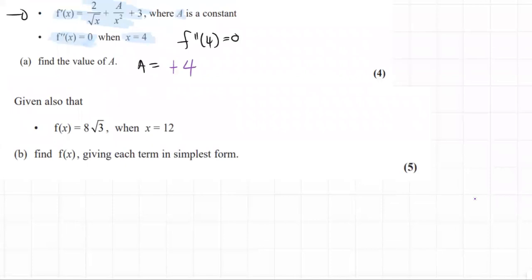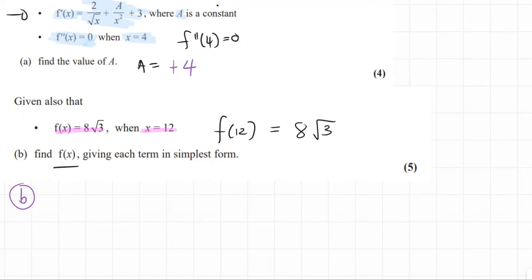All right, for number B, we're also given the following information. So we're given that f of x is this, and when x is this. By the same logic as we used previously, f of 12 is going to be equal to 8 root 3. So when x is 12, y is 8 root 3. And it's now asking you to find f of x. And remember, we had f dash of x, which was the first derivative. So we're reversing it. We're integrating it.